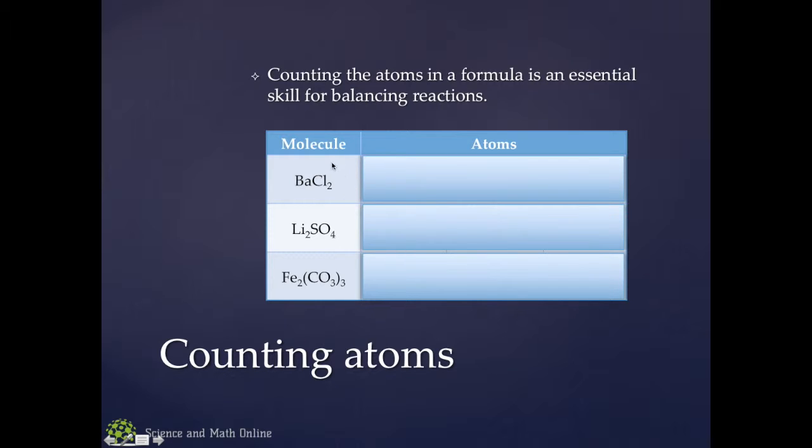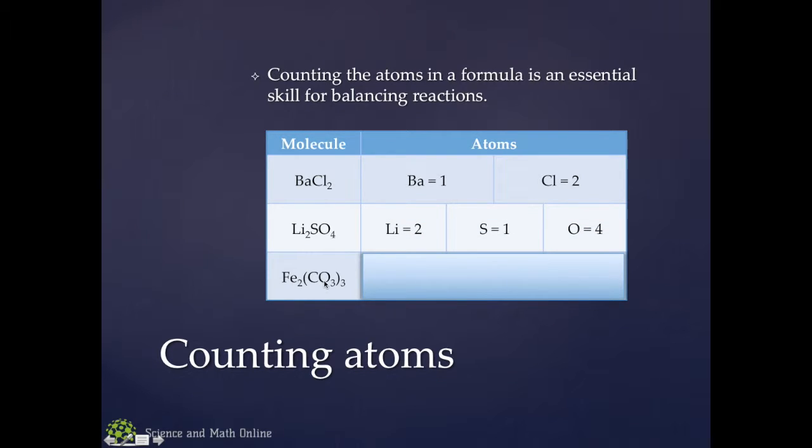So looking at this formula, BaCl2, that 2 only applies to the chlorine. So I have 1 barium and 2 chlorines. Lithium sulfate, Li2SO4. Okay, so I've got 2 lithiums, 1 sulfur, 4 oxygens. That 4 is only on the oxygen. Okay. Then iron carbonate. This is Fe2(CO3)3. I have 2 irons. Remember, the 3 out here applies to everything in the parentheses. So I have 3 carbons and 9 oxygens. Okay? Because this 3 multiplies everything inside. So 3 times 1 carbon gives me 3 carbons. 3 times 3 oxygens is going to give me 9 oxygens.